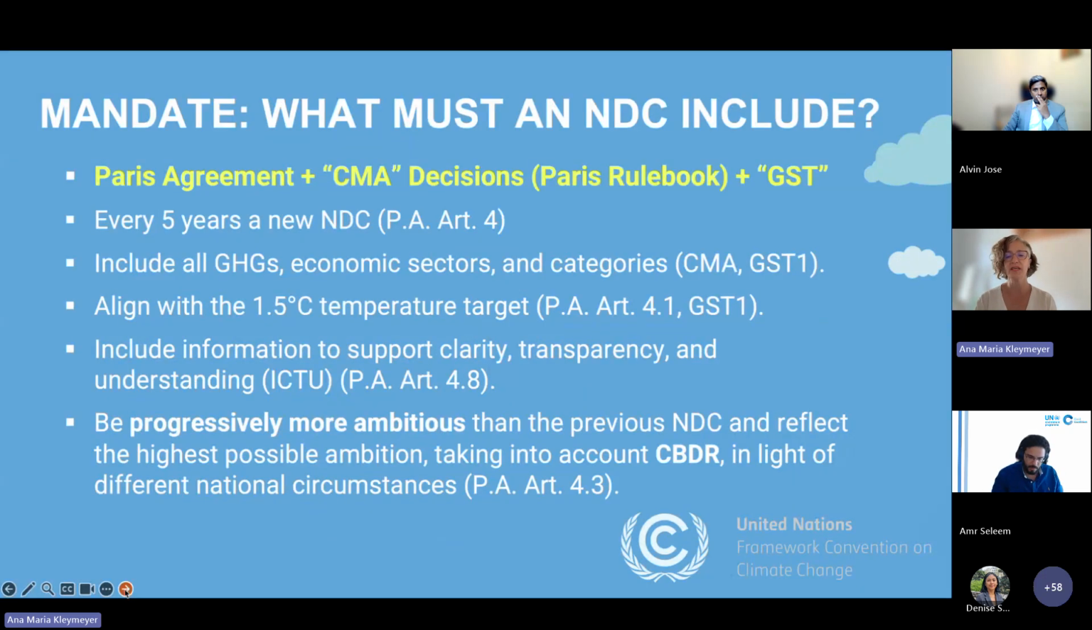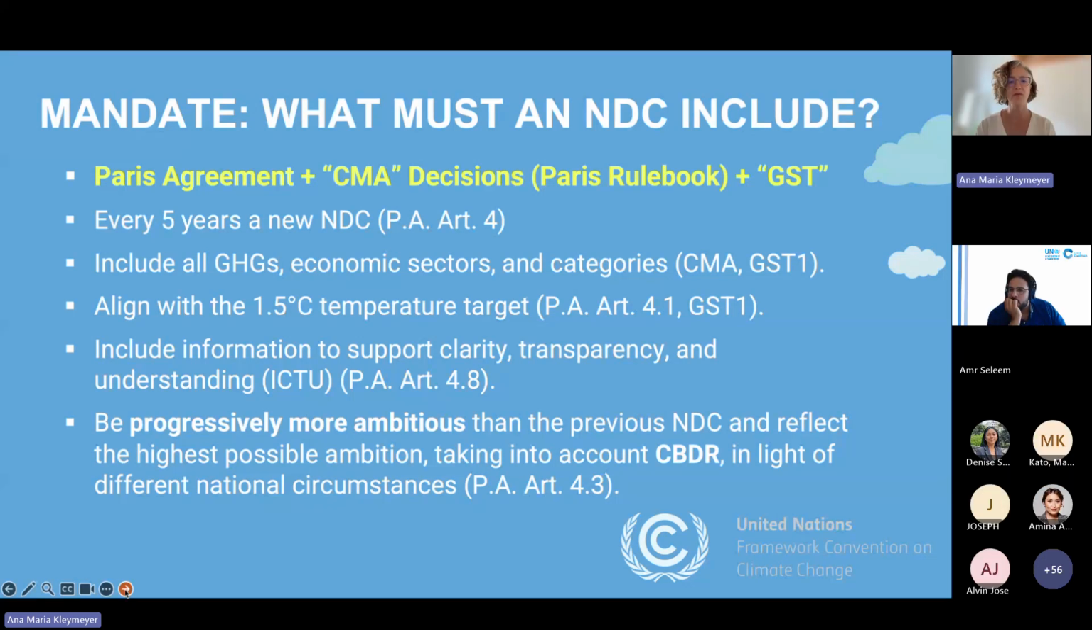Just first, to give us a refresher, many of you may know this, but for others this may be new. What are we talking about when we talk about the nationally determined contributions? What must they contain? Makoto also touched upon this. The nationally determined contributions come from the Paris Agreement, signed in 2015. That's part of the United Nations Framework Convention.